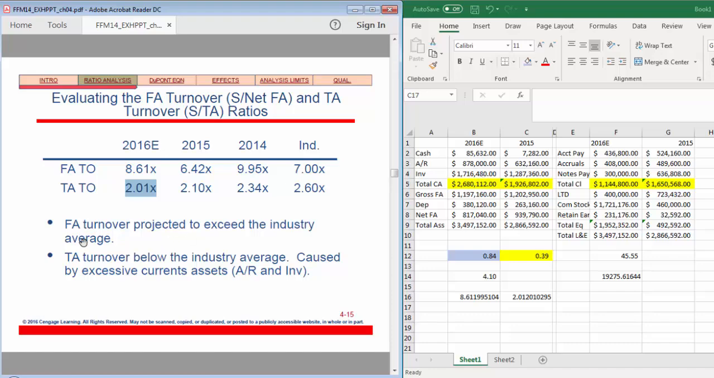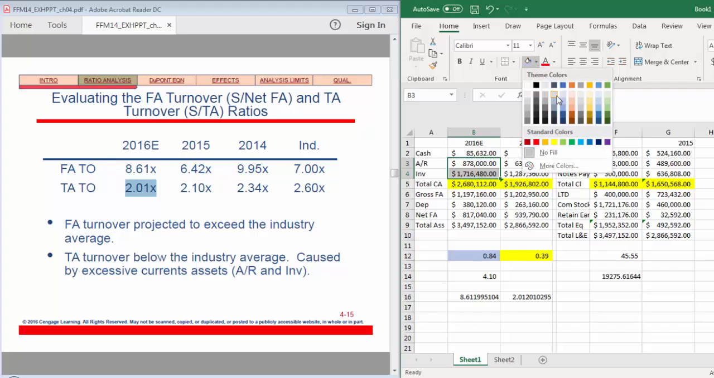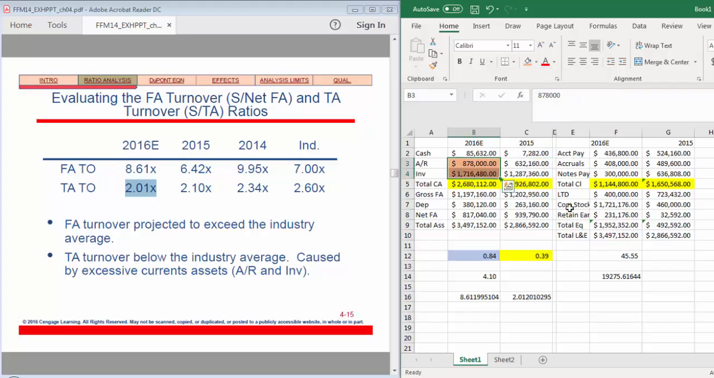So fixed asset turnover is projected to exceed the industry average, while total asset turnover is below the industry average. This is caused by excessive current assets, the inventory and accounts receivable just identified. So you can see this. If you are a manager at DeLeon, what you want to do is somehow curtail these two numbers, which are accounts receivable and inventory. I think the inventory is a big culprit. That has to be cleaned out. If the inventory cleans out, then your numbers would automatically look good.